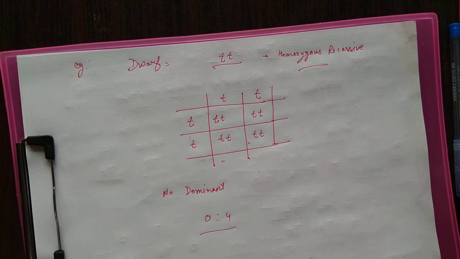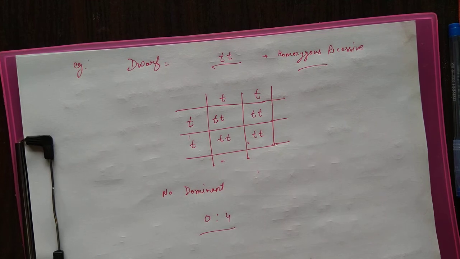The test cross is basically used to identify the genotype of an unknown individual. So this is all about the test cross. In the next lecture, we will discuss the dihybrid cross, the second experiment, which results in the law of independent assortment.